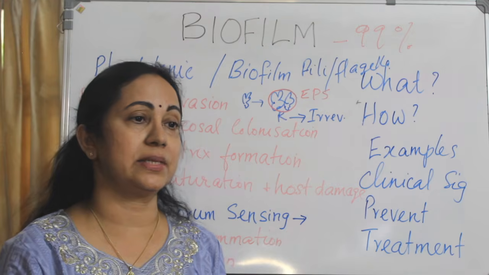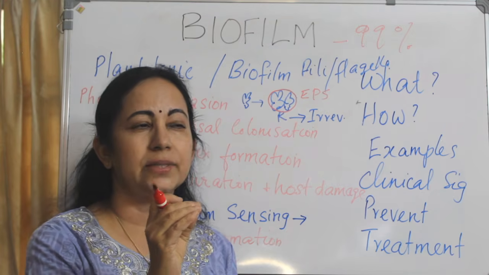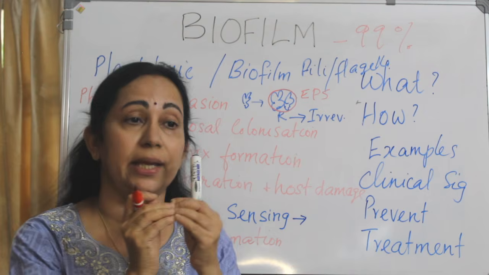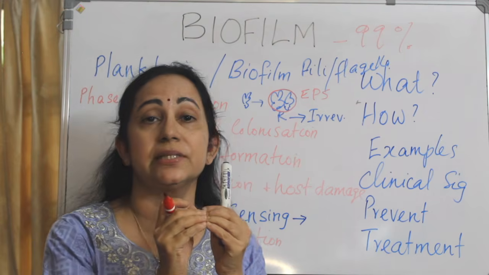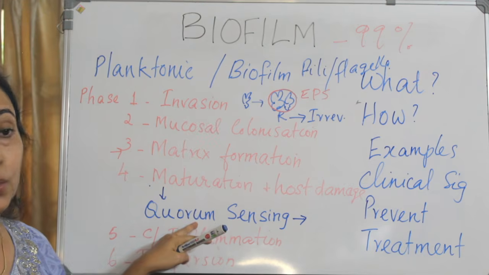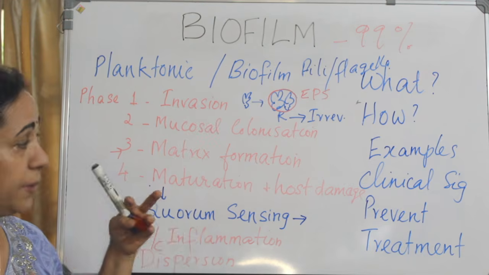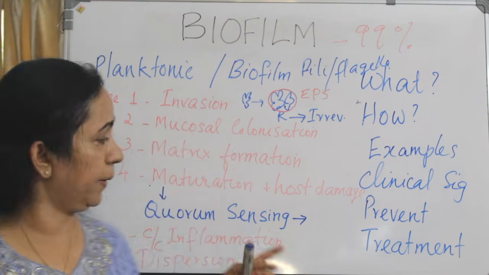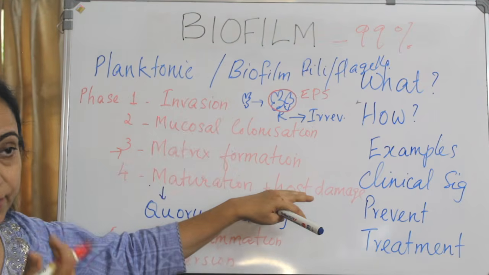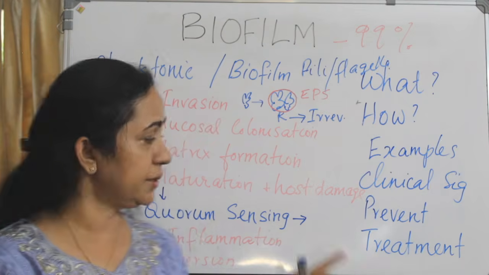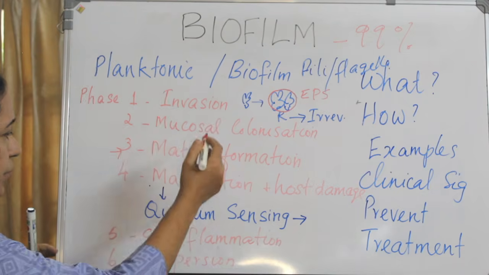What is this quorum sensing? In simple terms, it is a mechanism by which bacteria communicate with each other. Their language is quorum sensing. By this quorum sensing, they get matured and cause damage to the host cell. So if it is in the sinus mucosa, it causes ciliary damage. So phase 4 is maturation.